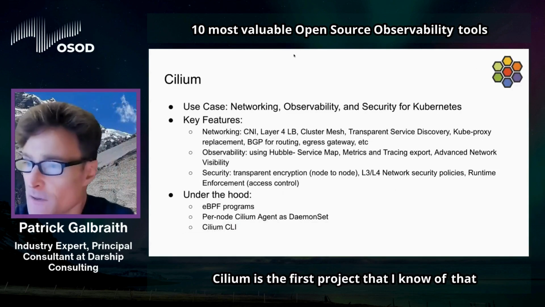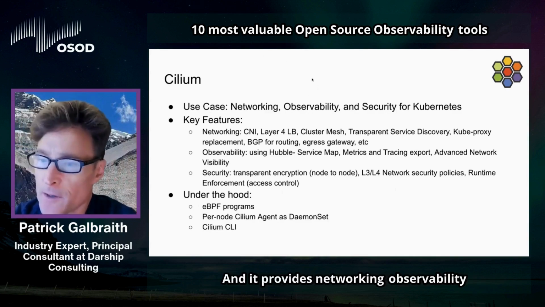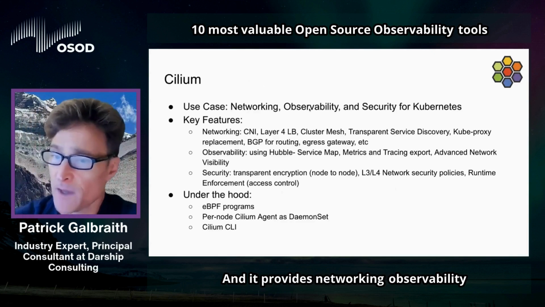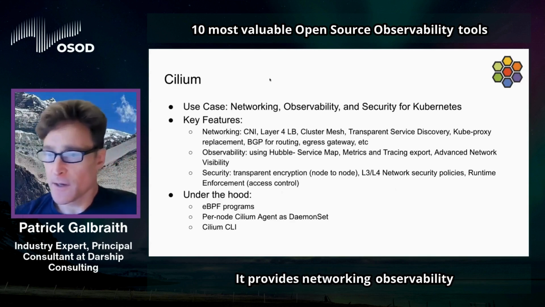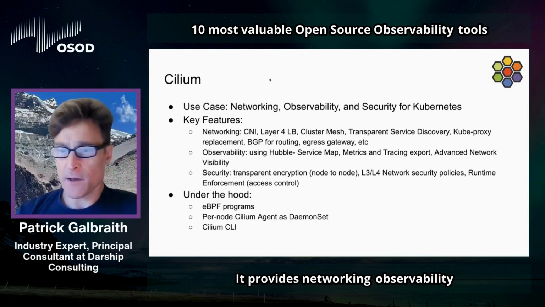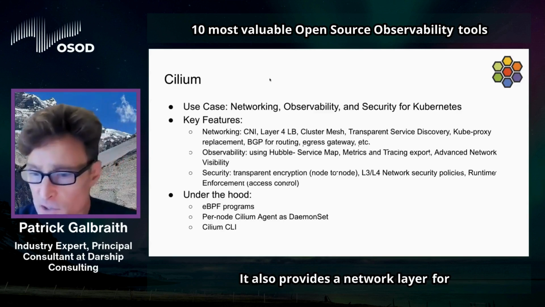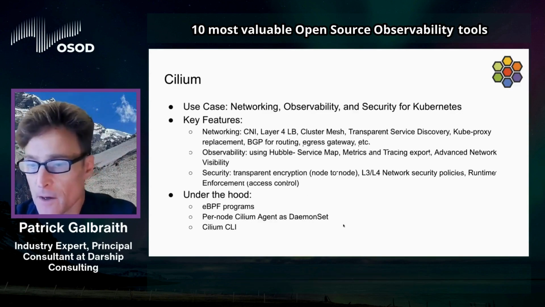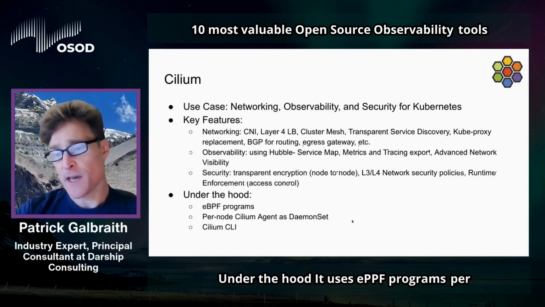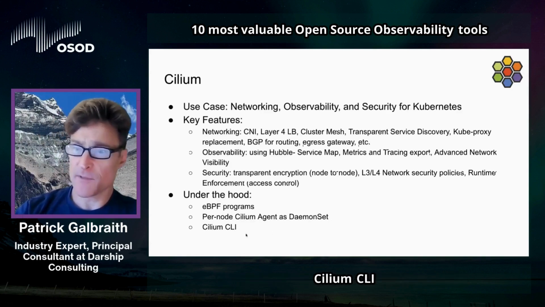Cilium is the first project that I know of that used eBPF, and it provides networking, observability, and security for Kubernetes. It also provides a network layer for Kubernetes itself. Under the hood, it uses eBPF programs. The per-node Cilium agent is a daemon set, and there is a Cilium CLI.